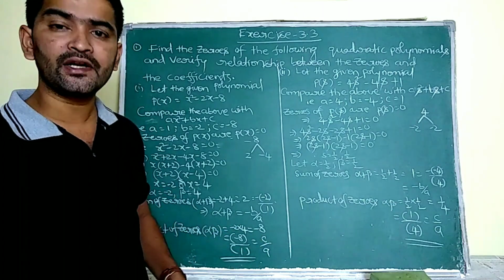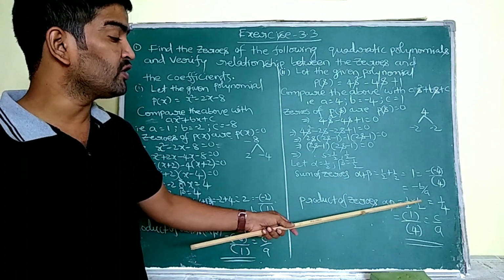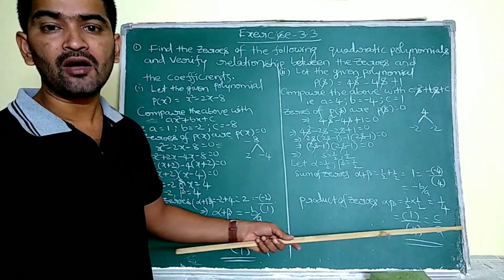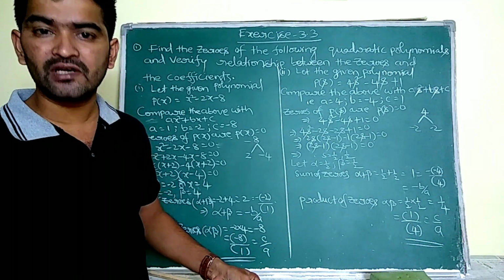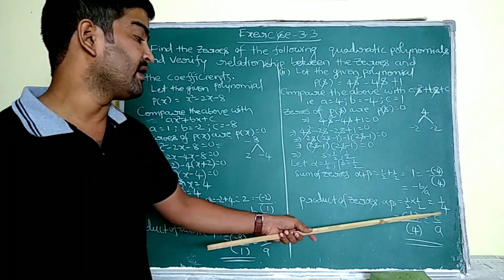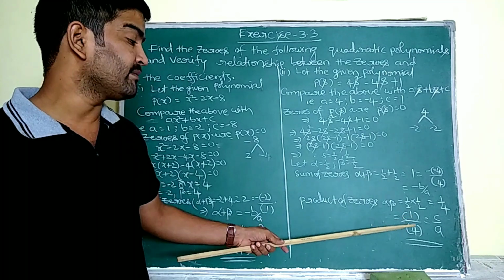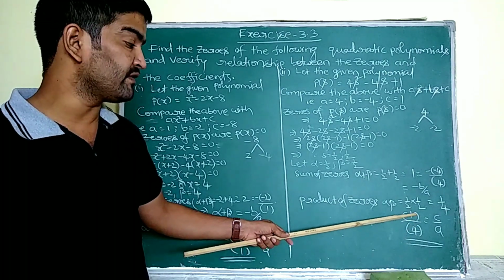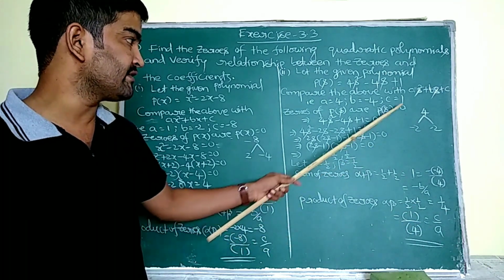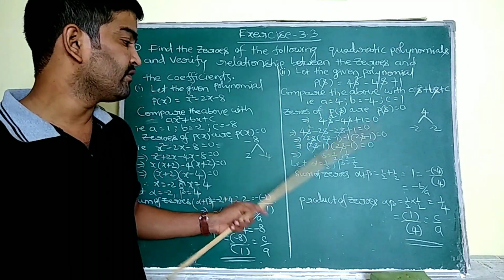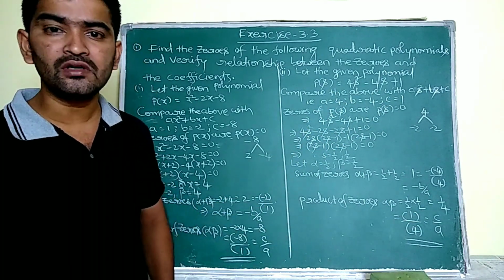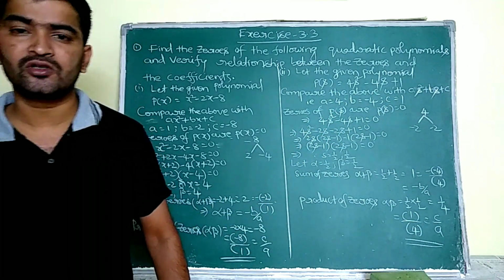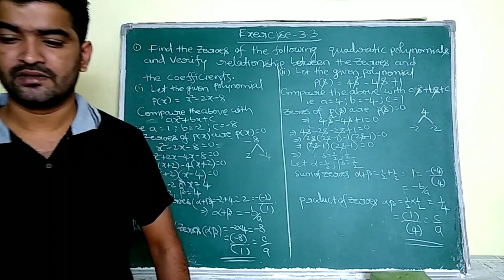Product of zeros, alpha into beta. So 1 by 2 into 1 by 2, that is 1 by 4. Now I have to verify whether this 1 by 4 is equivalent to c by a or not. So c by a, empty bracket by empty bracket I am going to write. In the place of the first empty bracket I have to write c. The c value is 1, the a value is 4. 1 by 4, that is equivalent to 1 by 4. In this way we are going to verify the relationship.